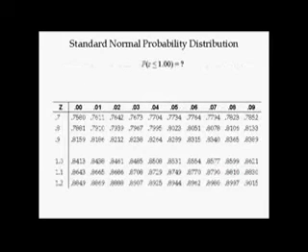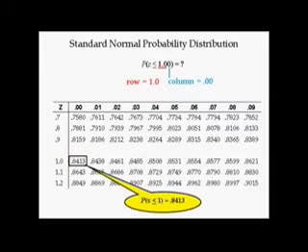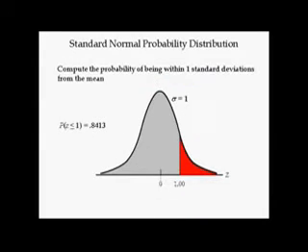To compute the probability that z is less than or equal to 1, go to row 1.0, column 0.00. The intersection of column 0.00 and row 1.0 is 0.8413. The probability that z is less than or equal to 1 is equal to 0.8413. After getting the probability from the table, label the gray area 0.8413, since the probability of being less than or equal to 1 is 0.8413.